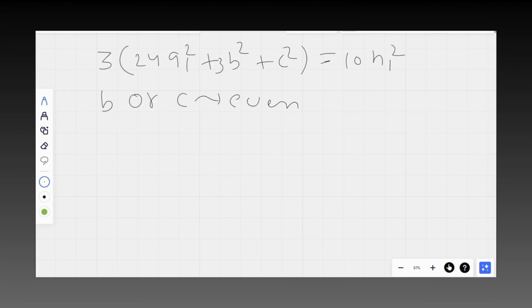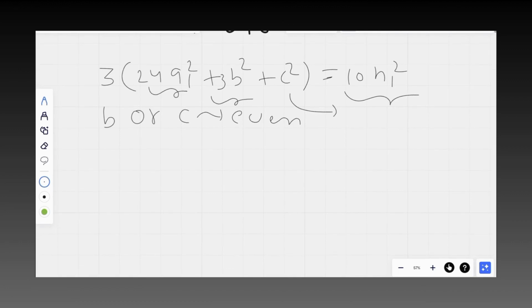Now if B is even, then this also even, this also even, and this also even, then C already becomes even. Similarly, if C is even, then B also becomes even. Then let us say B is equal to 2B1 and C is equal to 2C1. Now this becomes infinite descent.